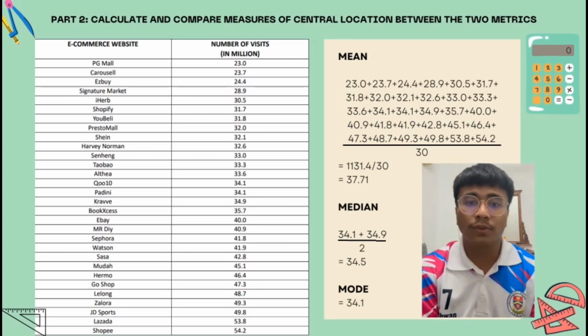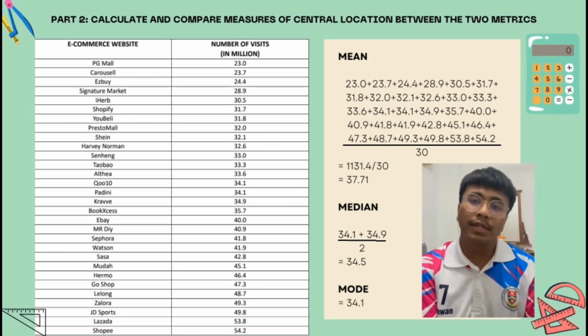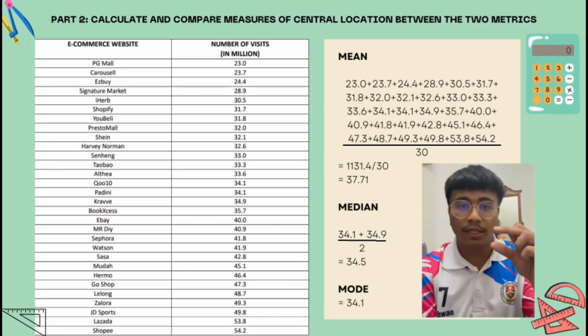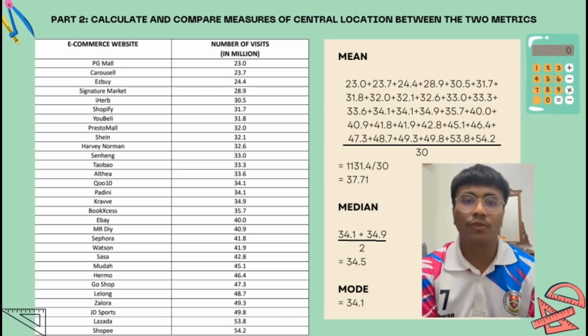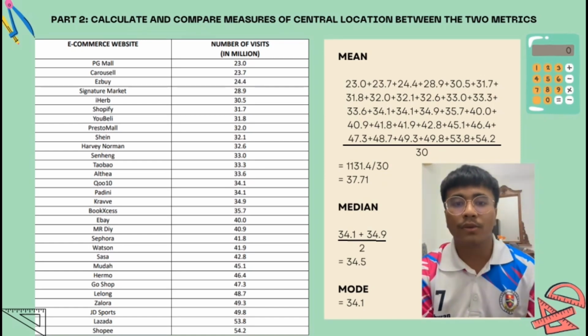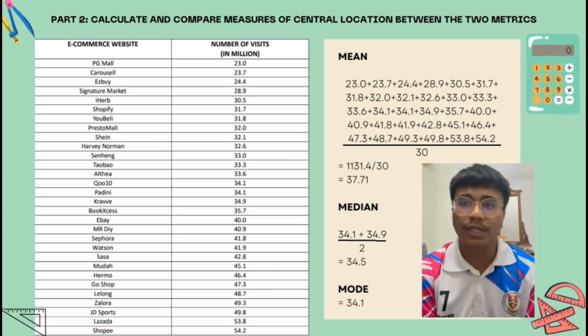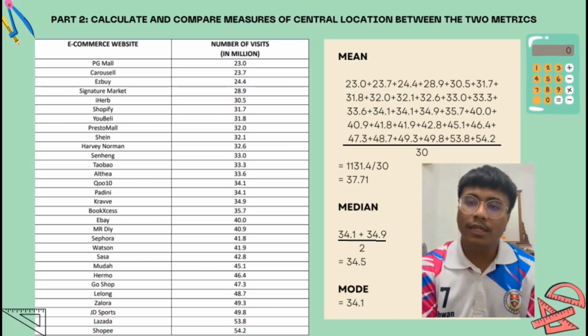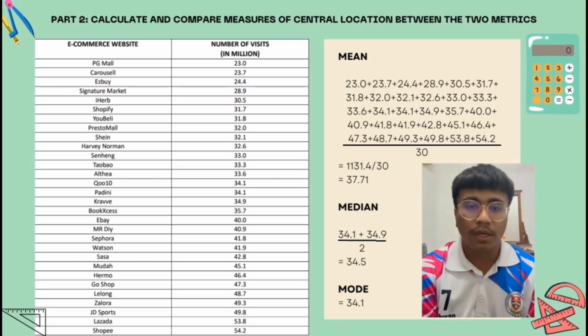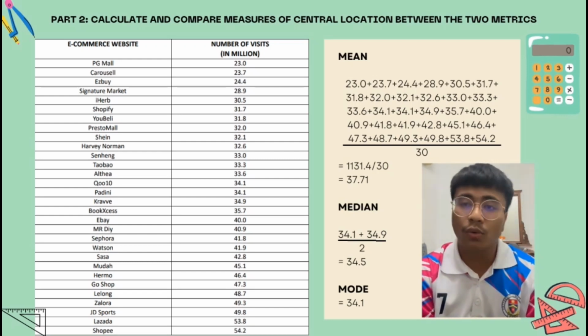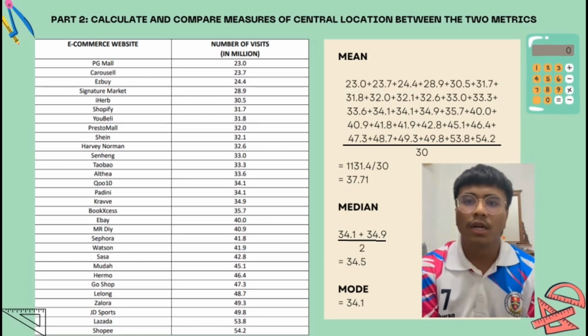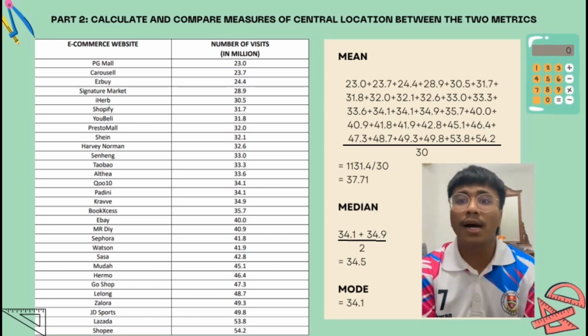For the second, we search for the median. For the median, the formula is we take the middle of the companies. We have 30 companies, so we take the number of visits for the companies at positions 15 and 16. For the 15th, we have Padini, which is 34.1, and the 16th is the company Crave, which is 34.9. So we sum up these two, 34.1 plus 34.9, and divide by 2. So the median is 34.5.